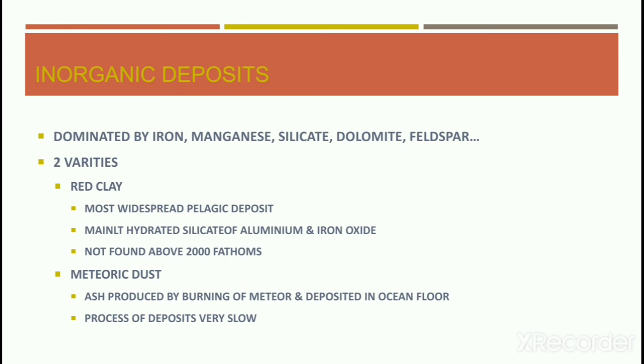Meteoric dust comes from heavenly bodies which are attracted by the earth due to gravitational force, and most of these meteors get burnt as a result of gravitational and atmospheric friction. The ashes produced by the burning of these meteors are deposited on the ocean floor and form ocean deposits. However, the rate of these deposits is very low.